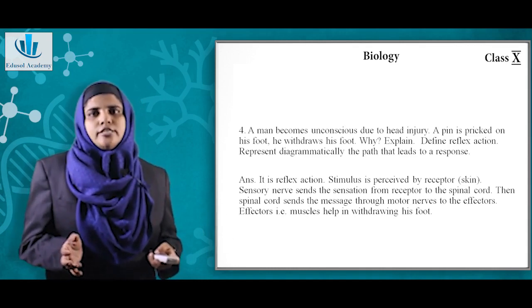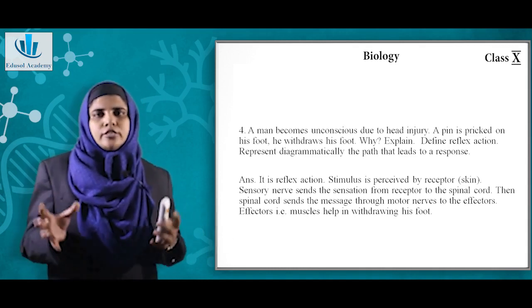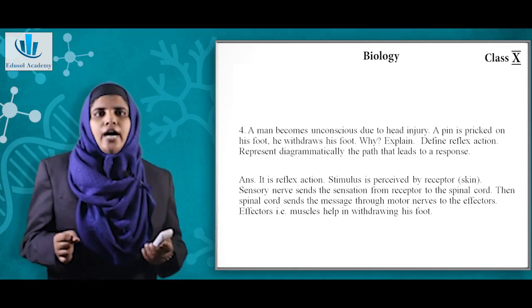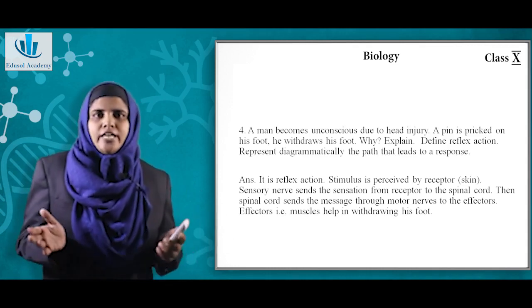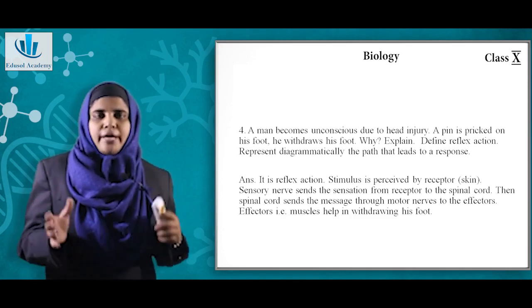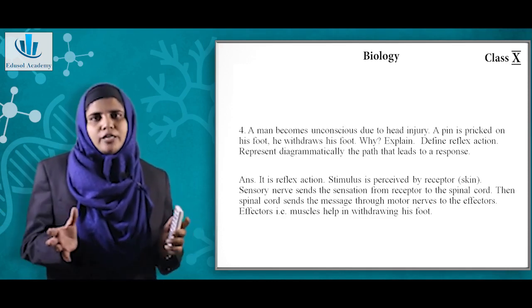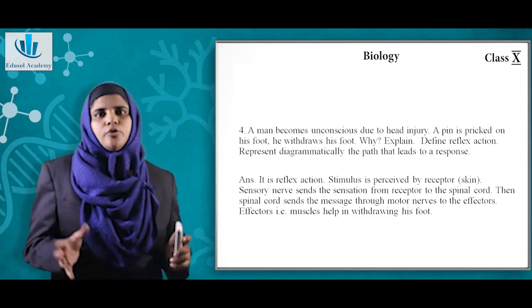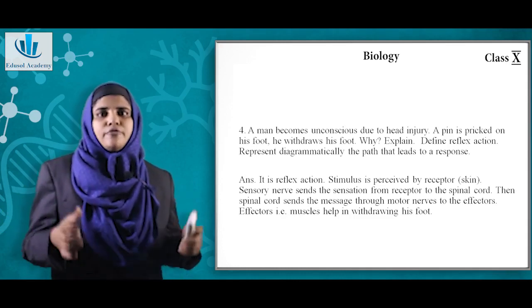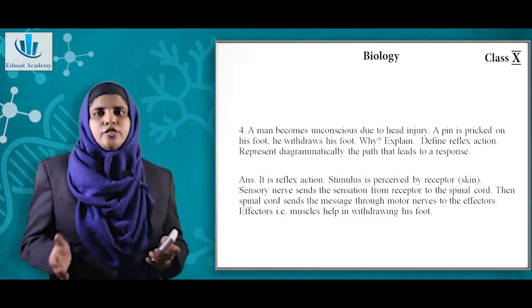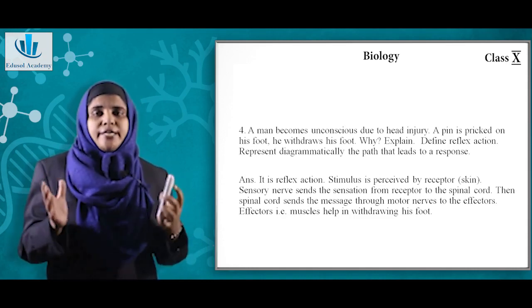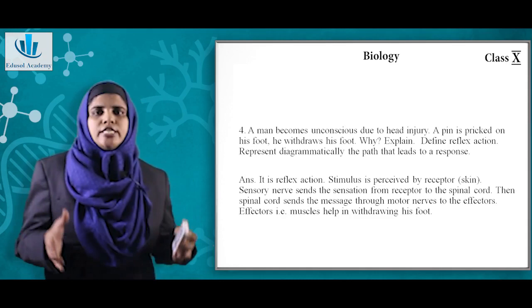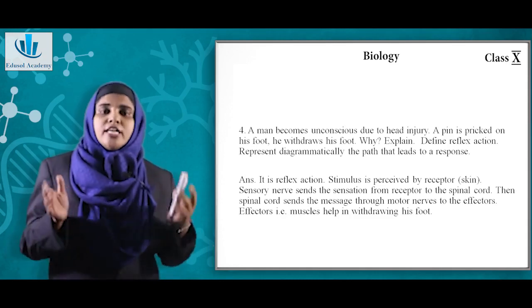Now what is a reflex action? A reflex action is an involuntary and instantaneous movement in response to a stimulus. A reflex action is made possible by a neuronal pathway called the reflex arc, which can act on an impulse before the impulse reaches the brain. So this sudden action is basically controlled by your spinal cord.